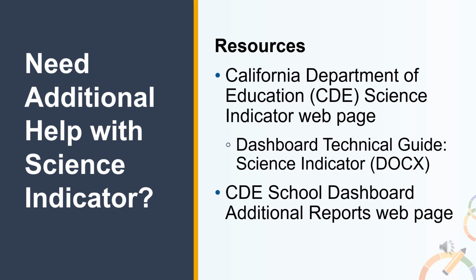Next, we have the Additional Reports webpage. After the dashboard has been publicly released, the data will be updated for the 2024 dashboard. The Science Indicator data reports will give you more information that is not available on the dashboard. This additional information can be found in the Science Report and the Participation Rate Report. That is a lot of important information about the Science Indicator. I will pass it back to Michael to cover general rules about the dashboard. Michael?